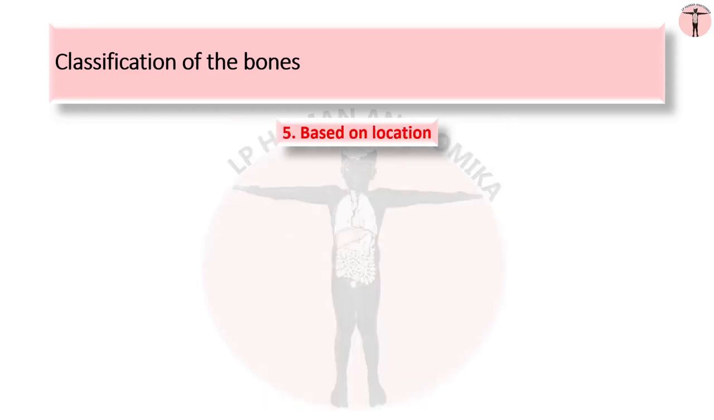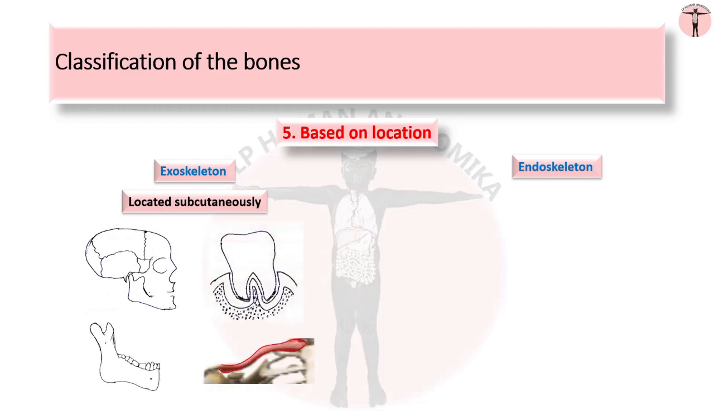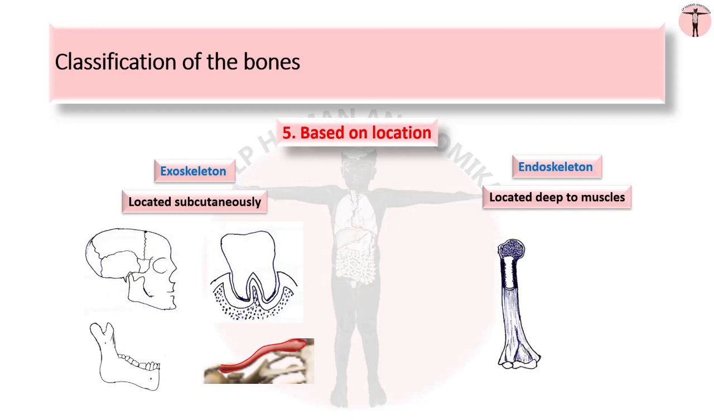Based on the location, the fifth group, bones are classified as exoskeleton and endoskeleton. Exoskeleton are the bones which are located subcutaneously, just deep to the skin, and can be felt. Examples for exoskeleton are cranial vault, maxilla, mandible, clavicle, and dentine of the teeth. Endoskeleton are the bones present deep to the muscles and cannot be felt. Examples of endoskeleton are bones of the limbs and vertebrae.